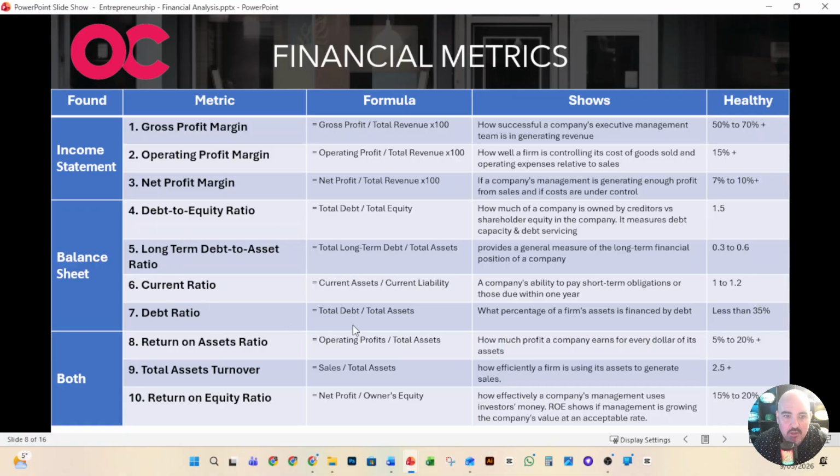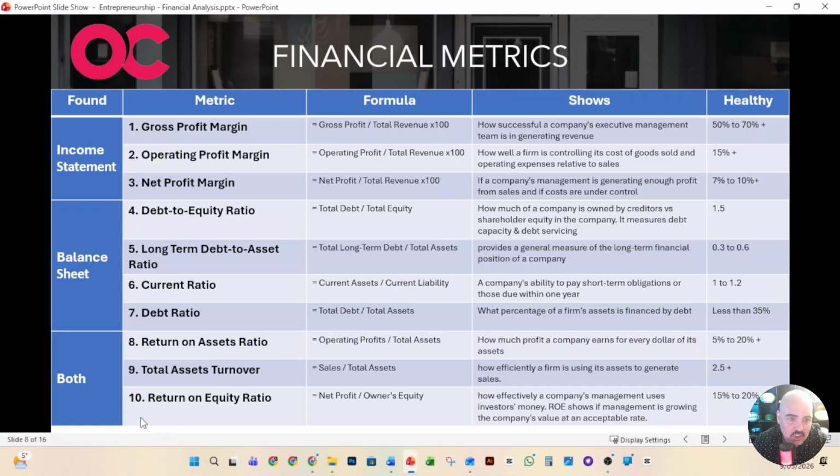Our debt ratio is basically the total debt divided by total assets. So basically, how much of our assets is financed by debt? We want to bring that down to less than 35%. So basically, we have paid off our assets, and they're actually just creating clear profit rather than us still paying for them.